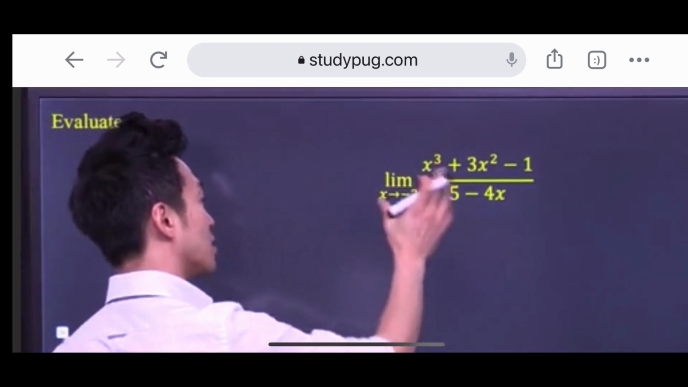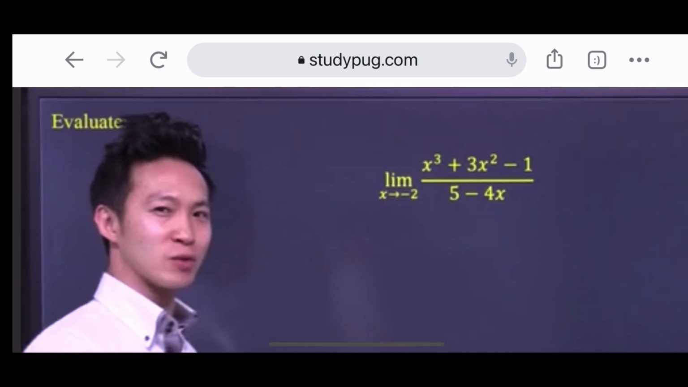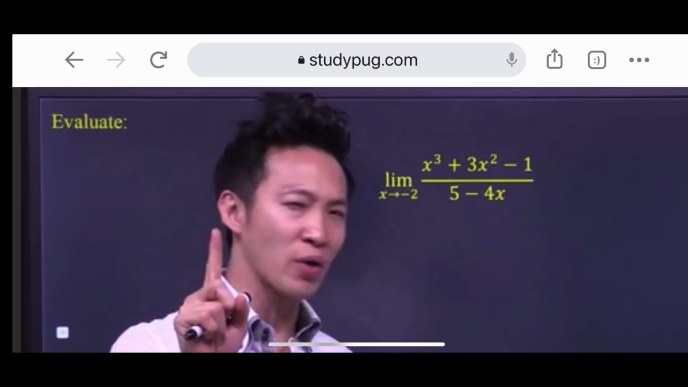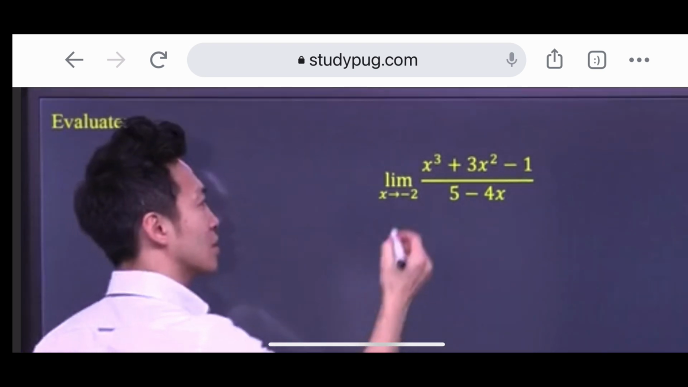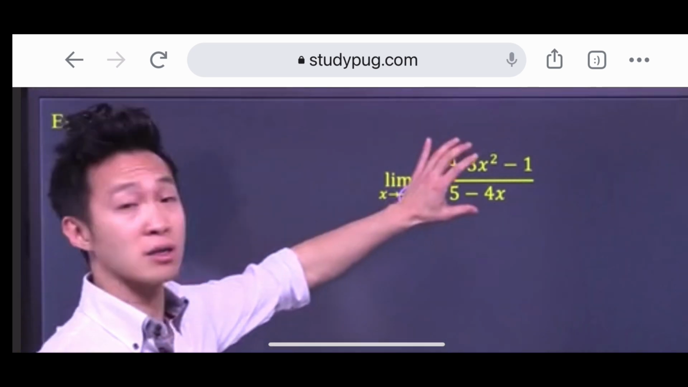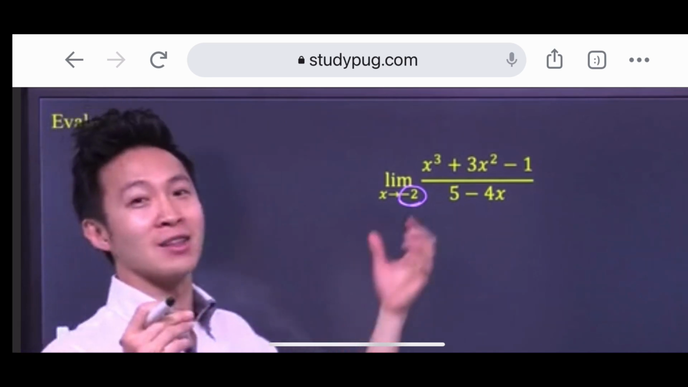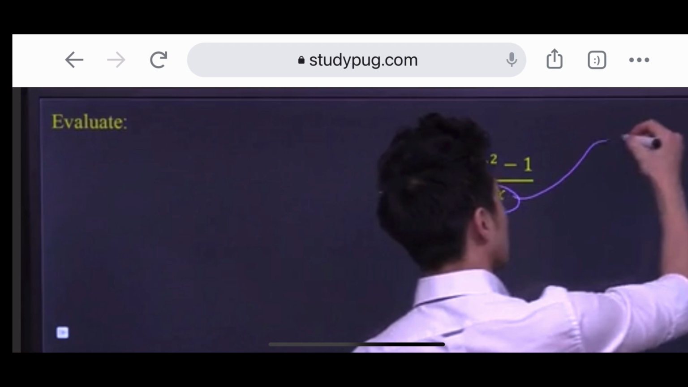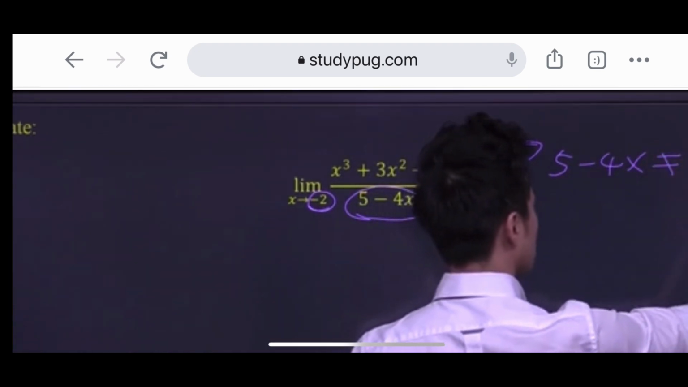Evaluate the limit of this rational function as x approaches negative 2. Now, before we apply direct substitution, we always got to make sure one thing. That is, the function must be continuous at the x value we are interested in. So in this case, the function is a rational function. For a rational function, we know that the denominator cannot be 0. So the denominator, 5 minus 4x, cannot be 0.